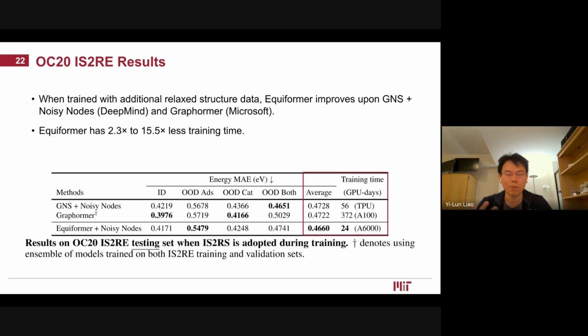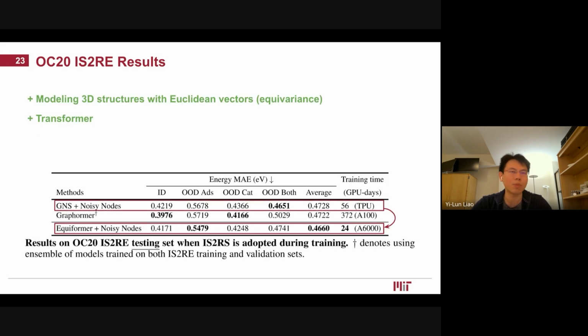And I want to mention that subsequent works are built upon prior work, so we can compare the difference to see where the gain comes from. So comparing GNS plus noisy node with Equiformer plus noisy node, the gain probably comes from modeling 3D structures with Euclidean vectors, which does achieve equivariance, and also the transformer network architecture. And similarly, comparing Graphormer with Equiformer, the gain comes from the additional Euclidean vector and also the proposed nonlinear attention.